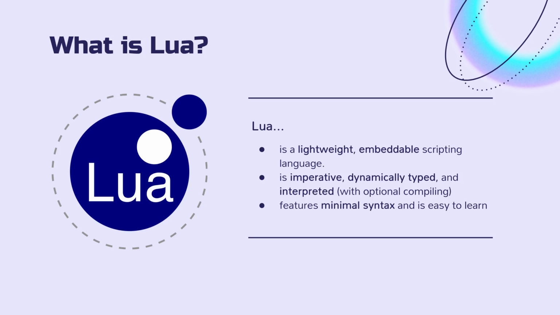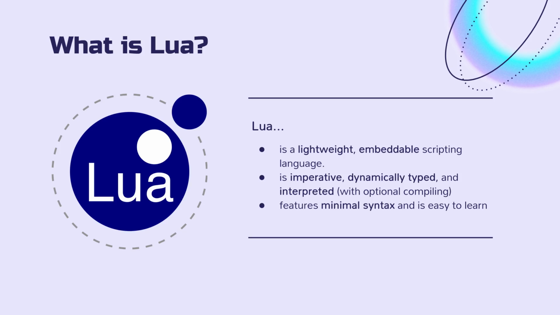So what exactly is Lua? At its core, Lua is a scripting language that's both lightweight and embeddable. It was designed to be included inside other programs, especially where performance and portability matter. Lua uses an imperative programming style, meaning it's based on statements and control flow, which is of course familiar to anyone with knowledge of languages like Java, C++, or Python. It's dynamically typed and it's also interpreted by default, but you can compile Lua to bytecode with the included Lua C compiler if needed.